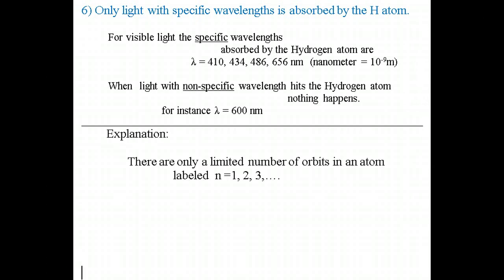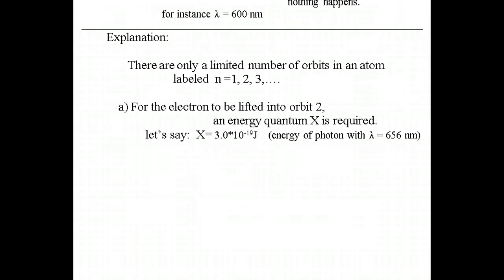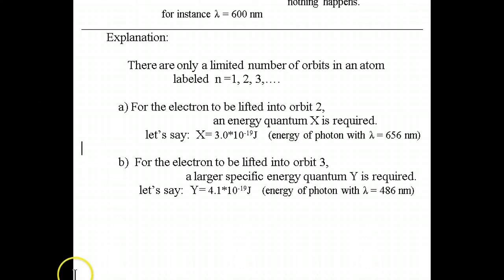Why is that? Let's try this simple explanation. There are only a limited number of orbits in an atom labeled n equals 1, 2, and 3, and so on. For the electron to be lifted into orbit 2, an energy quantum of x is required. Let's say x is equal to 3.0 multiplied by 10 to the power of minus 19 joule. This is the energy of a photon with lambda equals 656 nanometer. For the electron to be lifted into orbit 3, a larger specific energy quantum alpha is required. Let's say alpha is 4.1 multiplied by 10 to the power of minus 19 joule, which is the energy of a photon with lambda equals 486 nanometer.